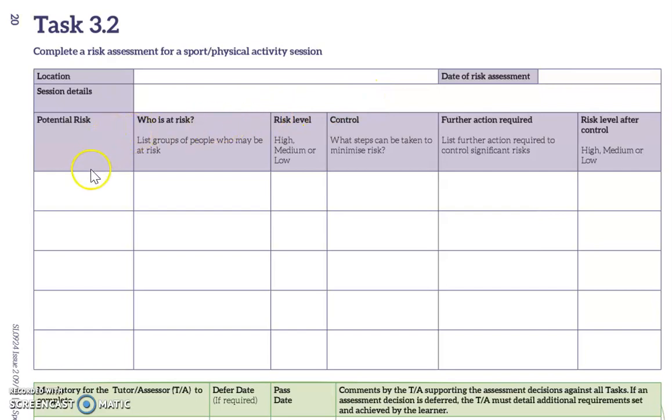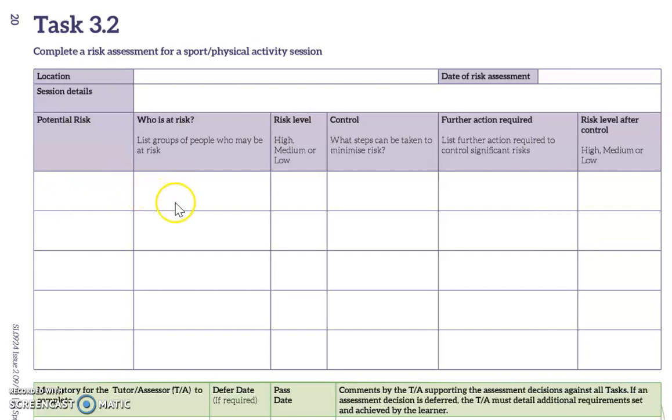And then we have a breakdown in that we have the potential risks as the first column. So here you need to think about what are the potential risks involved in your particular session that you've just observed. So that could be, for example, some of the equipment that was left out, or it could be the facilities itself. So was it a slippy surface? So there's some examples there for you.